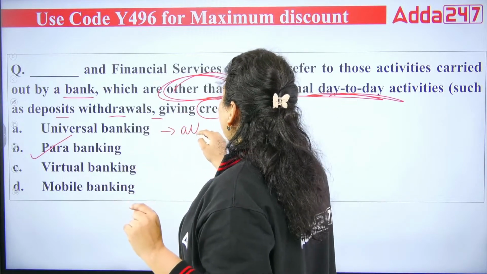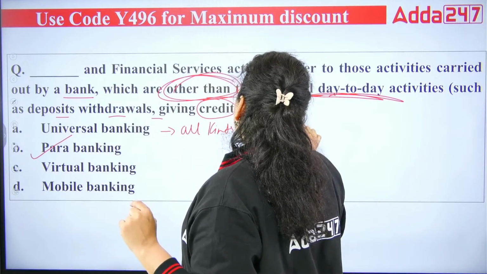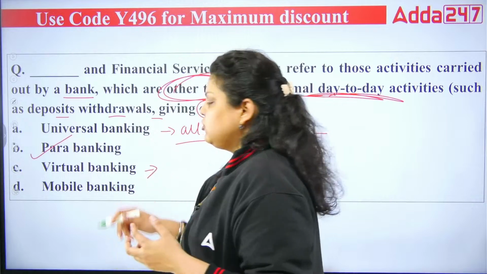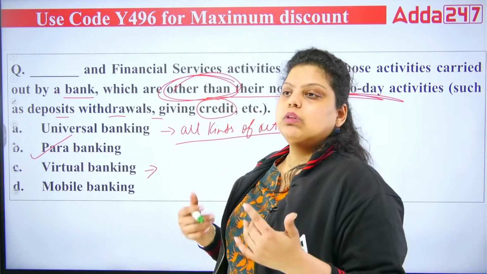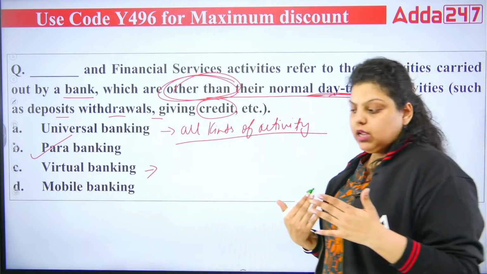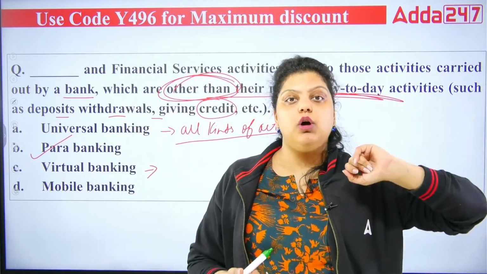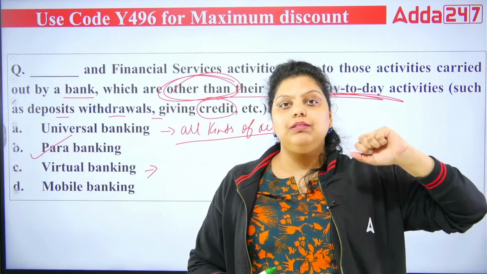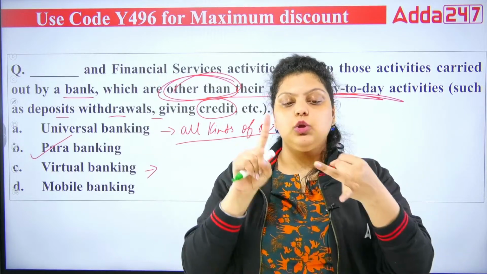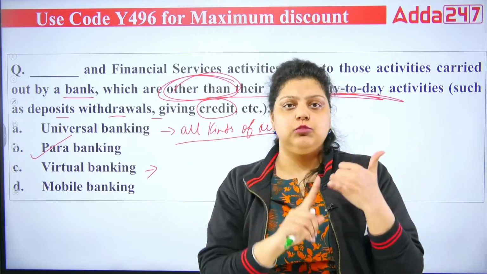Universal banking means all kinds of activity. When all kinds of activity are provided by a bank under one roof, that's universal banking. Virtual banking means you do not have to visit the bank branch. Without visiting a bank branch, you are able to carry out the banking transaction. Let's say you can deposit money, withdraw money, transfer money, deposit a check, print your passbook, but you do not have to visit the bank branch because you have online banking, mobile banking, ATM, kiosk centers, cash deposit machines and passbook printing machines.